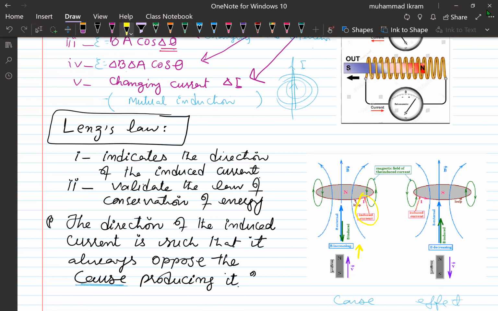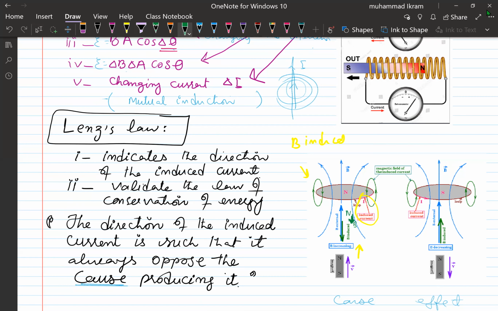Yes, I can say B induced. Now this B induced is oriented in such a way that its north is facing the north of the permanent magnetic field. Here the magnetic effect is visible, but there is no physical magnet in this coil. And that bar magnet, which we sometimes call the electromagnet, has its north facing the north of the permanent magnet.